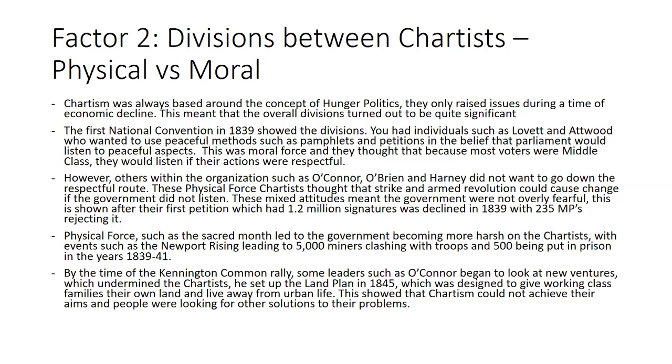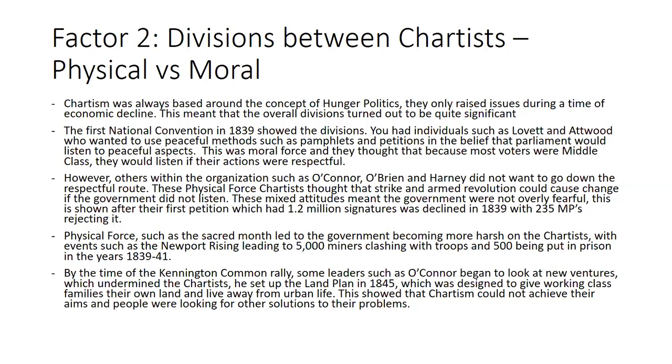The government showed how confident they were against the Chartists after the first petition was presented to Parliament. In 1839, it had 1.2 million signatures, which was quite a significant petition for the time. 235 MPs rejected it, with only around 47 agreeing to it. So it shows that the government were not fearful of the Chartists because they were so disjointed in themselves.